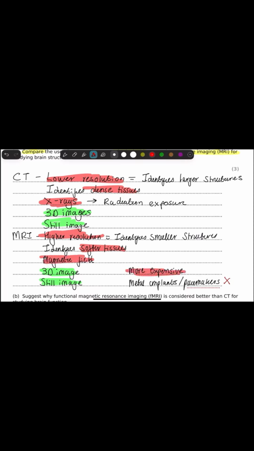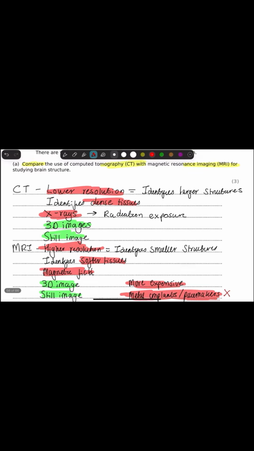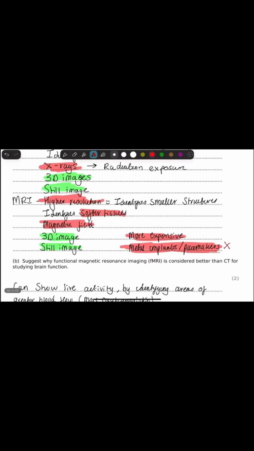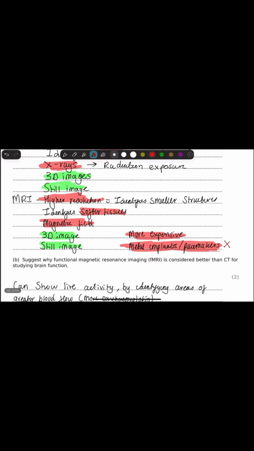MRI is more expensive, and I always love the contraindication of metal implants and pacemakers. Yeah, can't do an MRI if they have that. Cool. That's how you do comparison. You give the similarities and the differences. Yeah, doesn't matter how much of each, as long as you give similarities and differences.